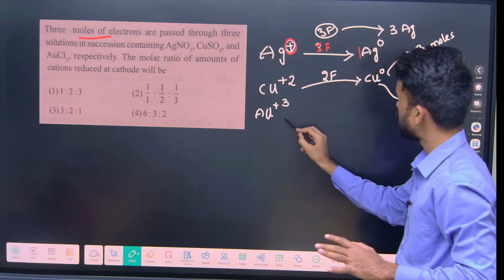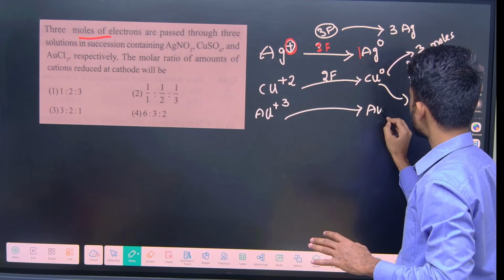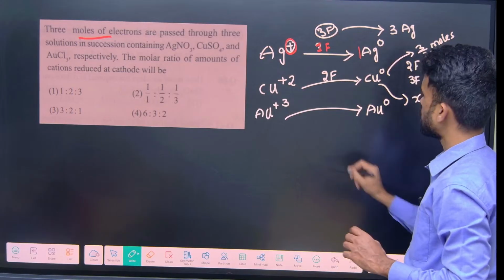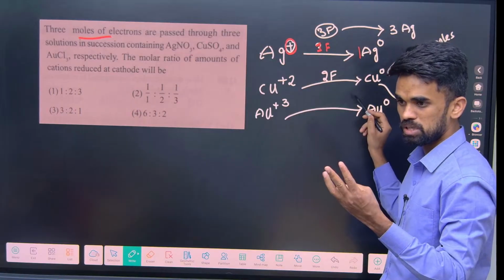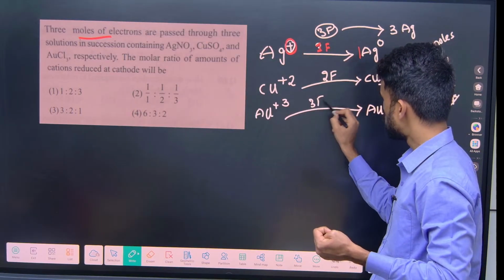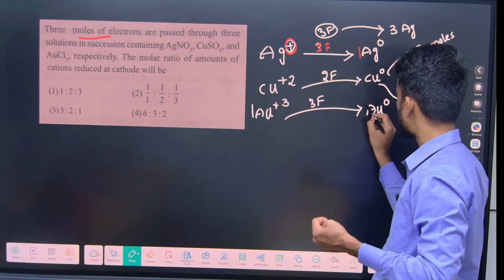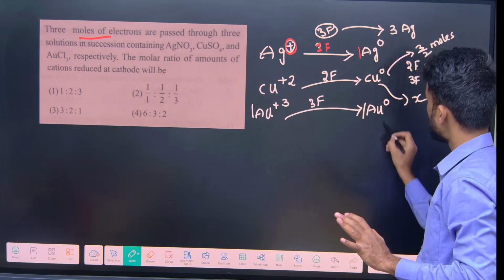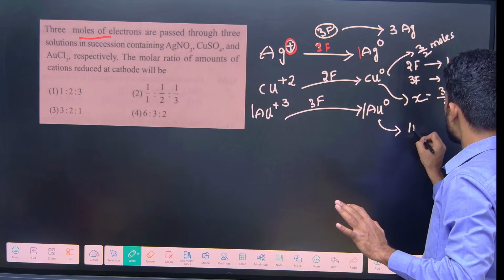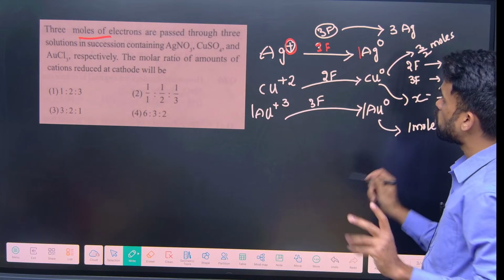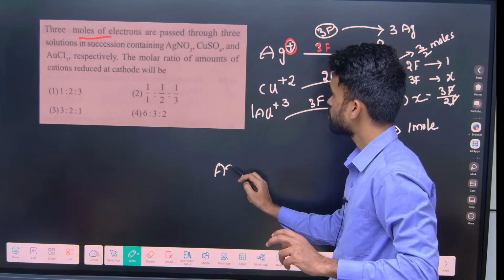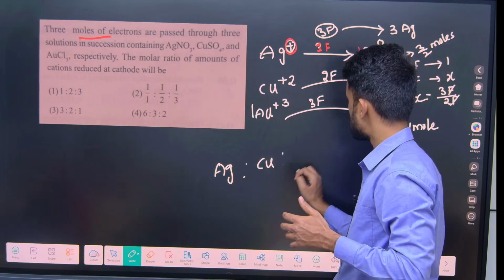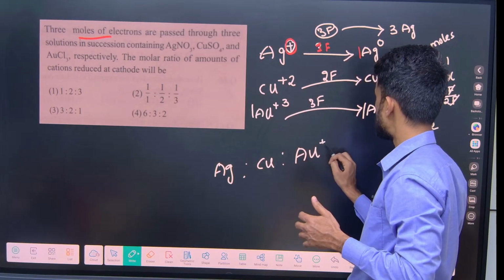Okay, now tell me, in order to deposit Au plus 3 to 1 Au, how many electrons are required? 3 moles of electrons, that is 3 Faradays. So by giving 3 Faradays, I will get 1 mole of Au. So you got it now. Now what is the mole ratio we have? Ag, Cu, Au, plus 1, plus 2, plus 3.